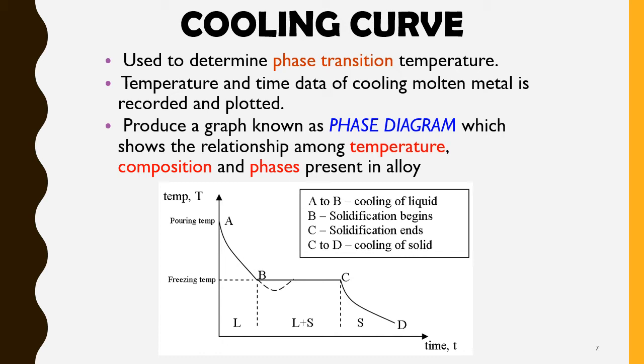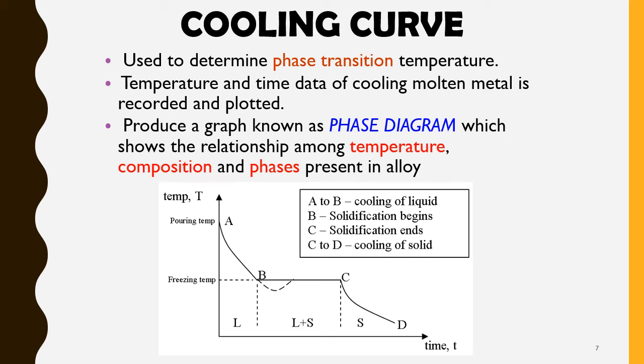The temperature and time data will be recorded and plotted. And the produced graph, we know it as a phase diagram. It shows the relationship between temperature, composition, and phases present in the alloy. So let us look at this phase diagram or cooling curve.